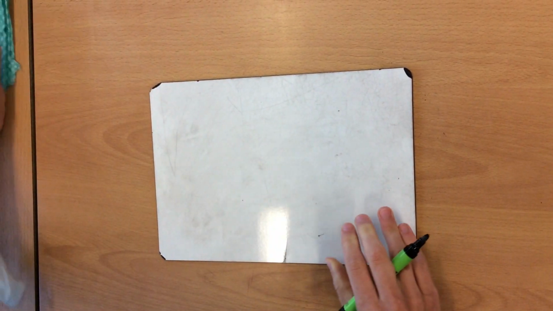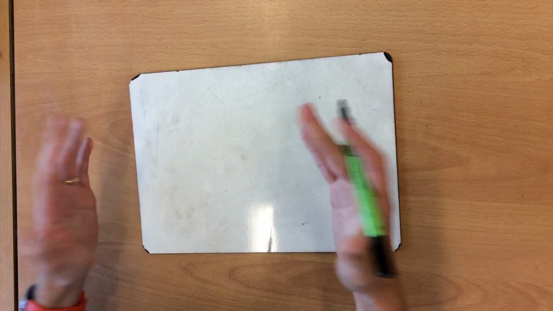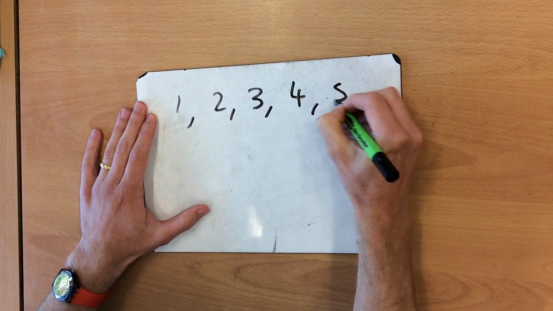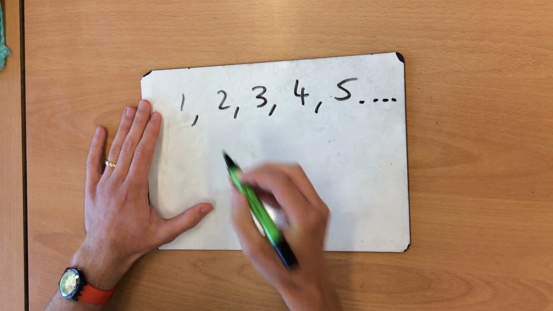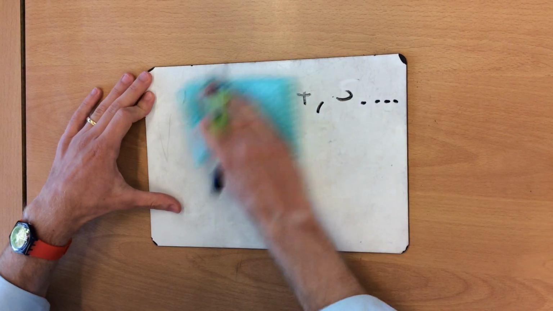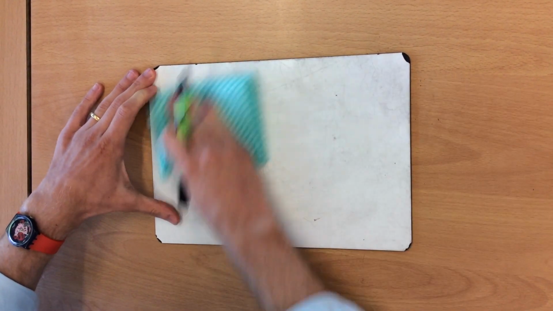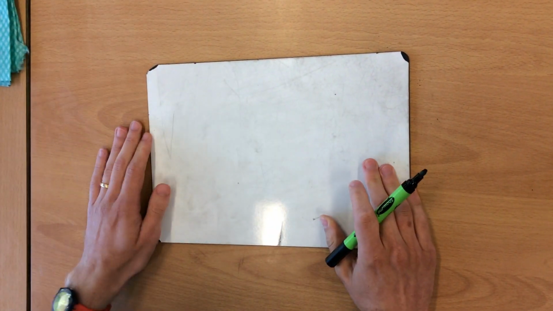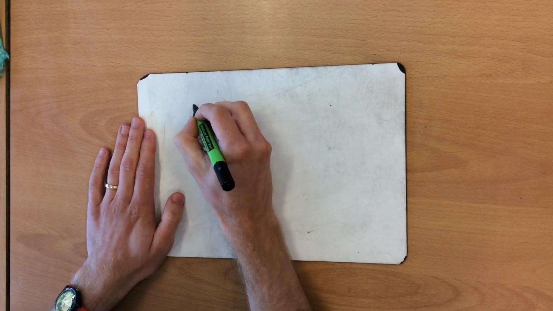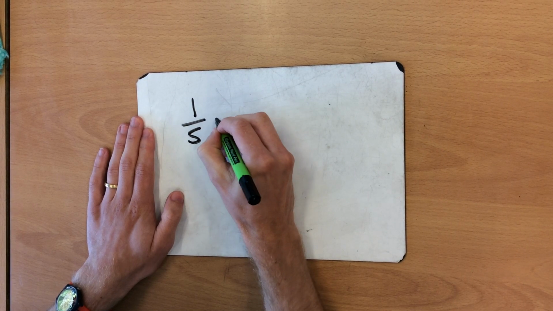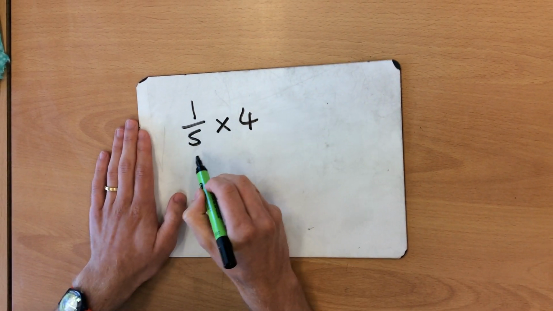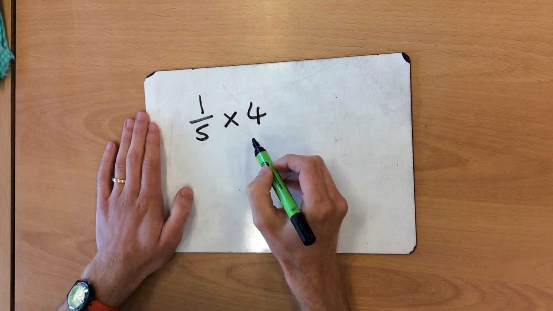The next word I want to have a look at is the word integer. An integer, all that means is any whole number. Okay, so these are our integers, any whole numbers, and a unit fraction is a fraction where the numerator is 1. Right, so we're going to have a look at multiplying these two together, a unit fraction by an integer. So the first one we're going to have a look at is 1/5 multiplied by 4. 1/5 is our unit fraction, and 4 is our integer.